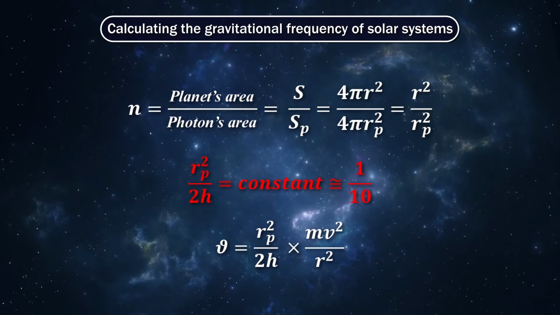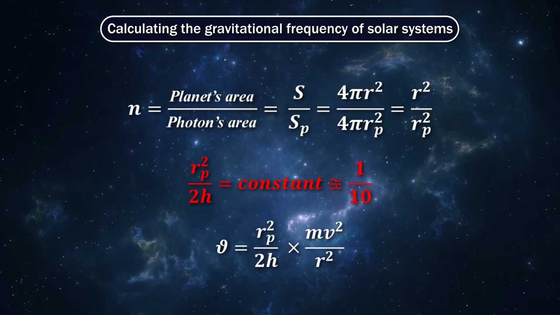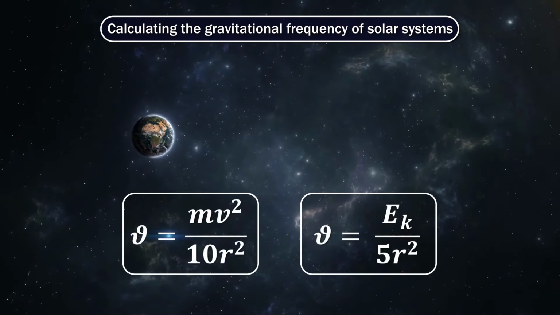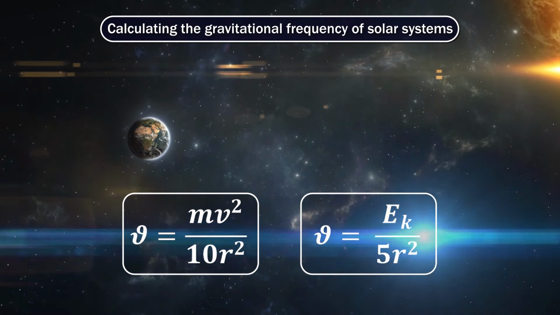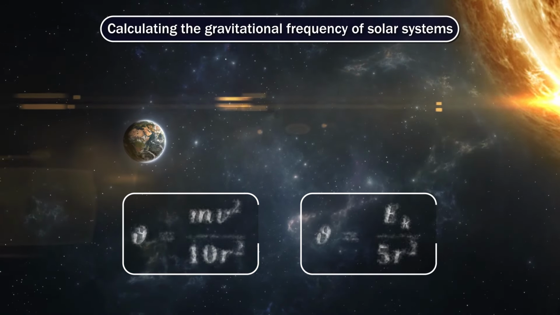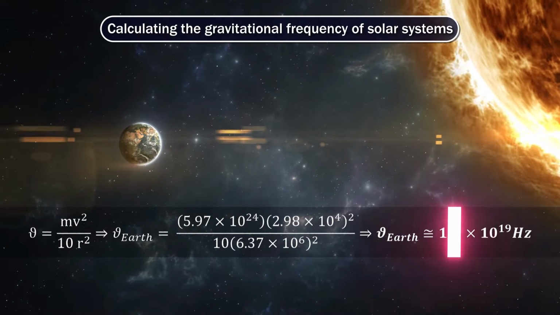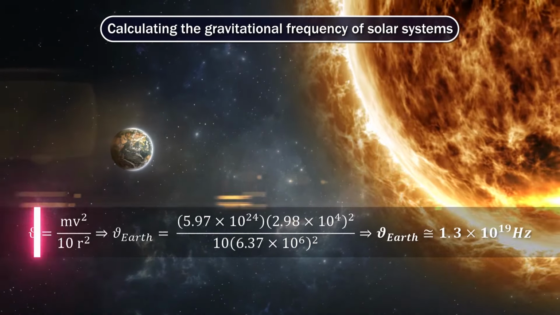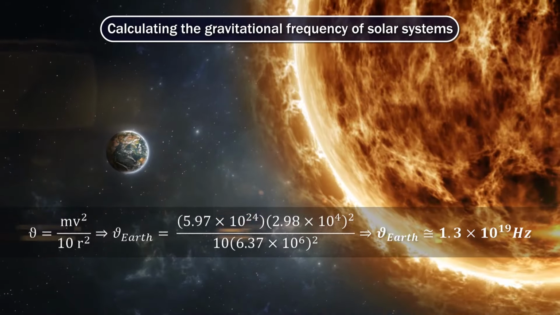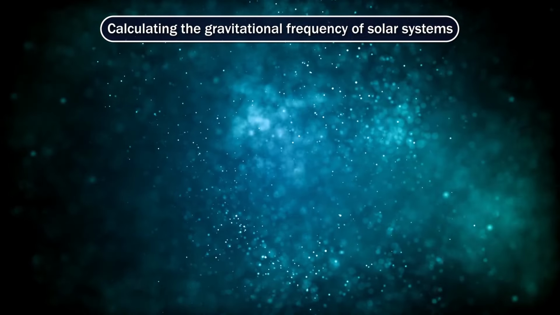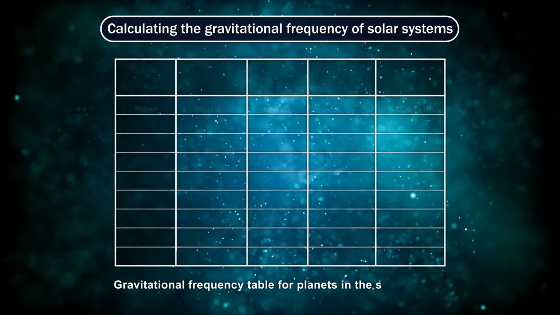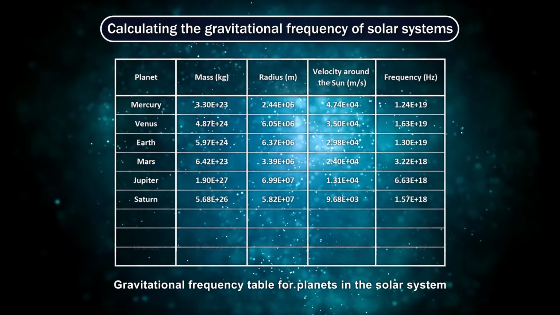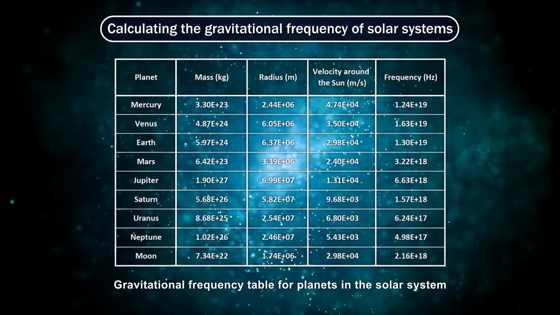Therefore, and finally, the gravitational frequency will be equal to the following. Now, according to the last formula, we compute the gravitational frequency between Earth and Sun. And the calculated amount of gravitational frequency between the Sun and the planets of the solar system should be as follows.